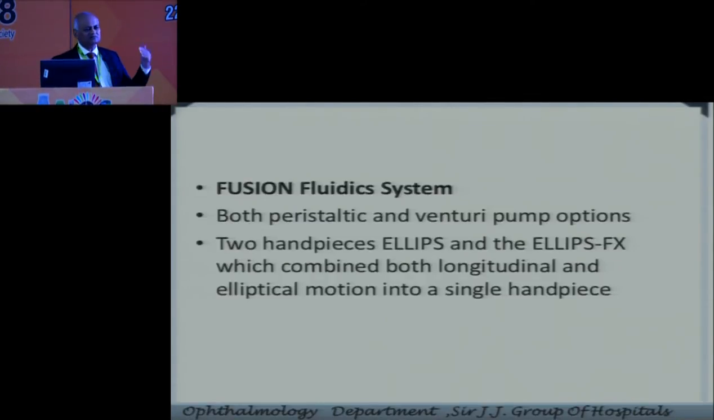Now I am not going into the more basic that I understand, and because of that I am going to the above basic, the fusion fluidic system. Now both peristaltic and venturi pump options are in this system, with two handpieces, that is the Ellipse and the Ellipse FX, which combine both longitudinal and elliptical motion into a single handpiece. So both motions are together in a single handpiece.